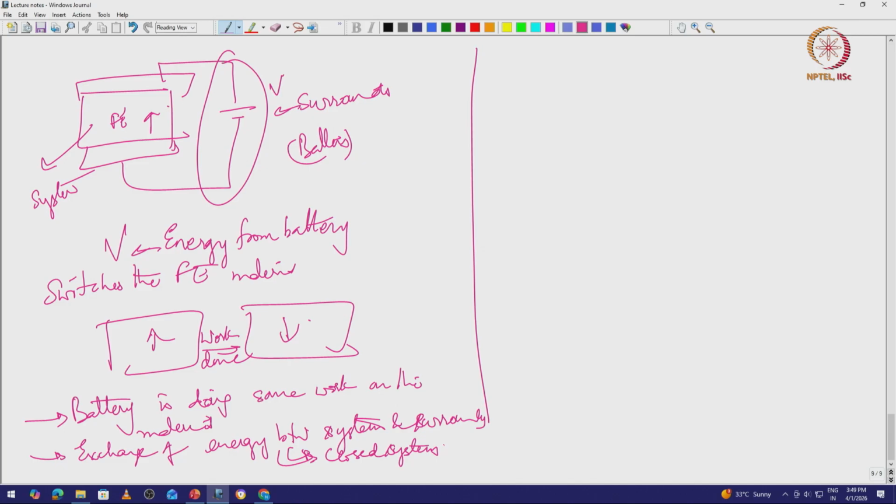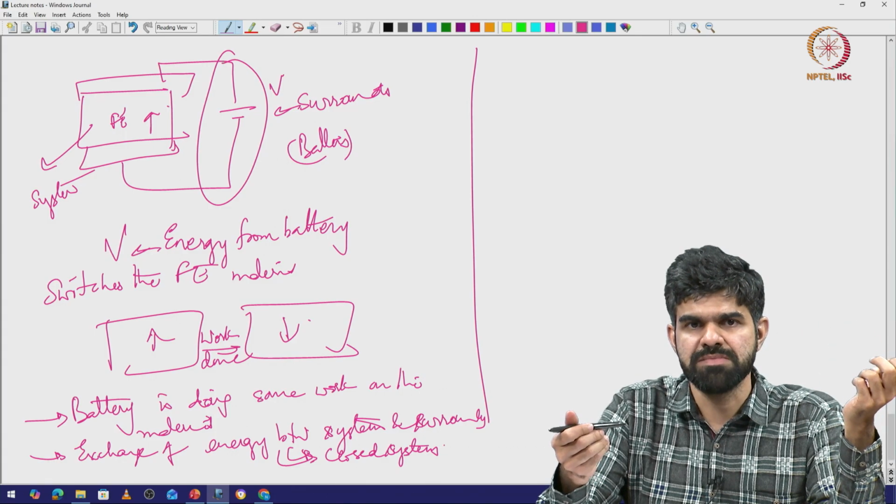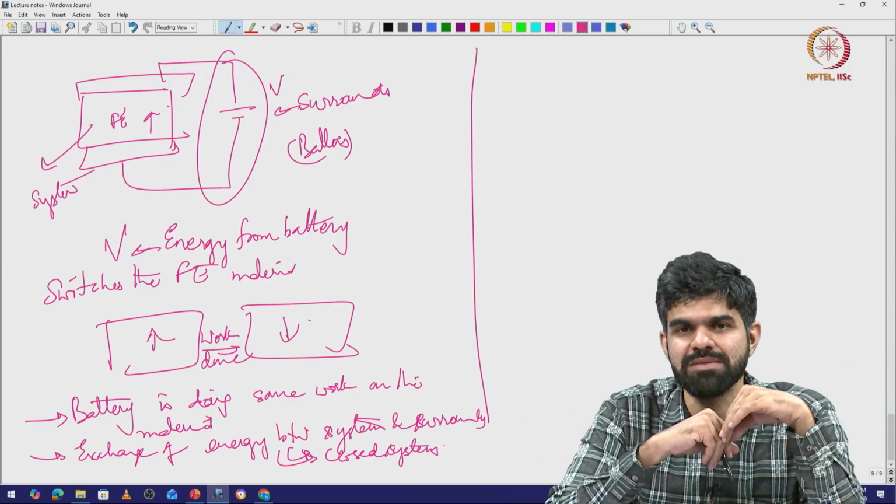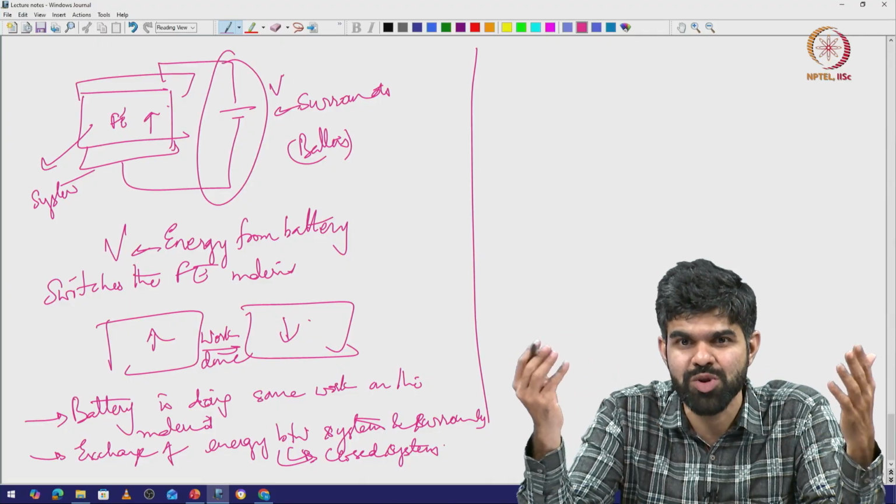Right. So, the battery is my surrounding and the ferroelectric material is my system. Now, you may also say that, oh, why do I not consider both of them to be my system? I do not really care about the mechanics of the battery, I care about the mechanics of the ferroelectric material, right. So, in this case I do not work on batteries, right.